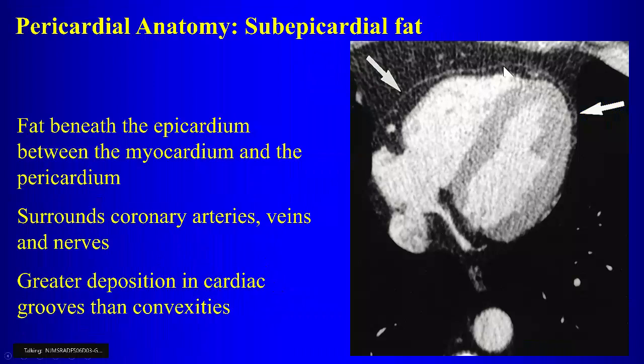Now, the pericardium itself is usually easily demonstrated on CT or MR, especially anteriorly, over the right ventricle. So here, that thin line represents the pericardium. Because we have fat beneath the epicardium, between the myocardium and the pericardium, this epicardial fat acts as a nice area of contrast, and then you have the mediastinal fat outside of it. So between the two, you can see the pericardium.